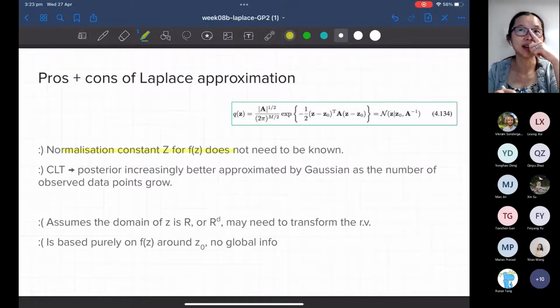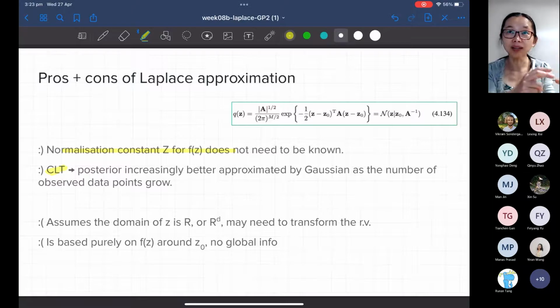Another good thing, stated here but which you will only see later in this lecture, is that due to the central limit theorem, when we accumulate many data observations through the likelihood function, the combined effect is that the posterior, even if the weights' posterior is non-Gaussian, is increasingly better approximated by Gaussians as we observe more and more data.